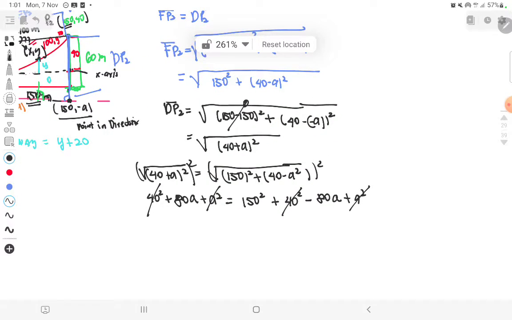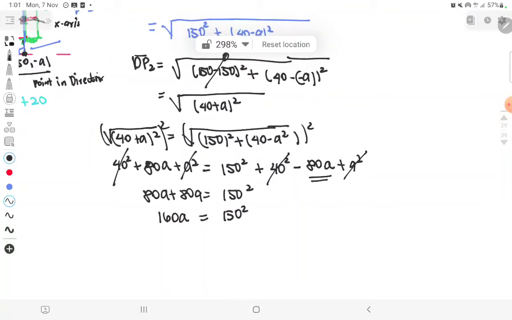So I will just transpose this 80a to this other side. So 80a plus 80a is equal to 150 squared. So we'll have 160a which is equal to 150 squared. So from here, for solving for a, I will have a is equal to 150 squared divided by 160. So we'll have a value equal to 140.625. Okay, that is our a.